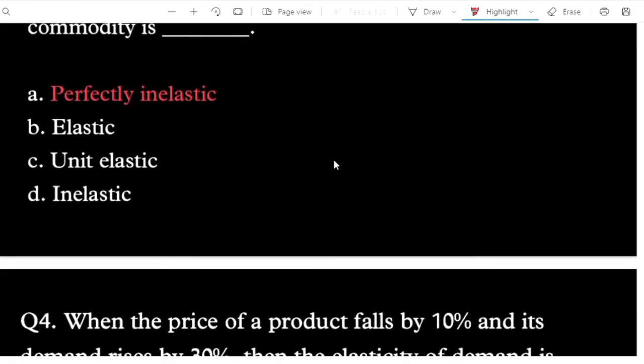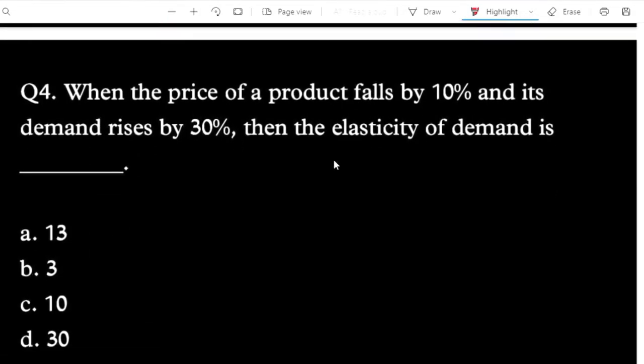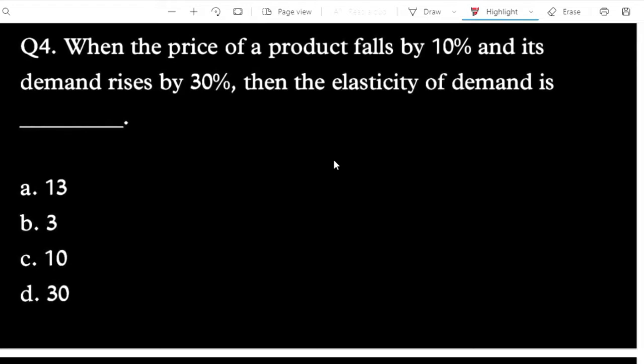Moving on to our next question. When the price of a product falls by 10% and its demand rises by 30%, then elasticity of demand is dash. Option A 13, option number B 3, option number C 10 or option number D 30. The correct answer will be option number B 3.